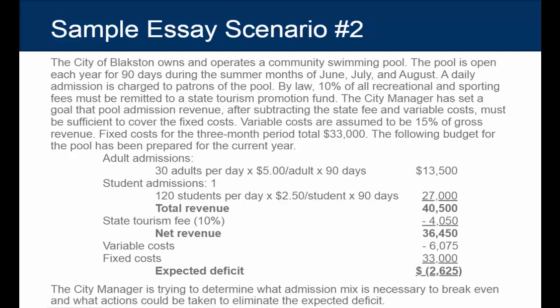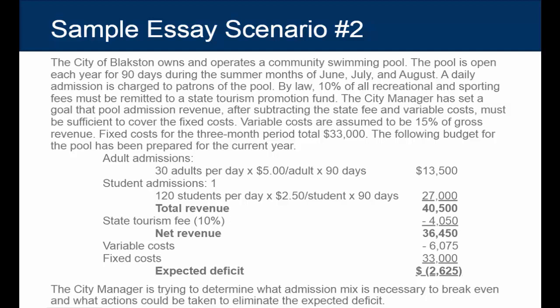So let's look at the scenario now. The City of Blackstone owns and operates a community swimming pool. The pool is open each year for 90 days during the summer months of June, July, and August. A daily admission is charged to patrons of the pool. By law, 10% of all recreational and sporting fees must be remitted to a state tourism promotion fund. The city manager has set a goal that pool admission revenue, after subtracting the state fee and variable costs, must be sufficient to cover the fixed costs. Variable costs are assumed to be 15% of gross revenue. Fixed costs for the 3-month period total $33,000.